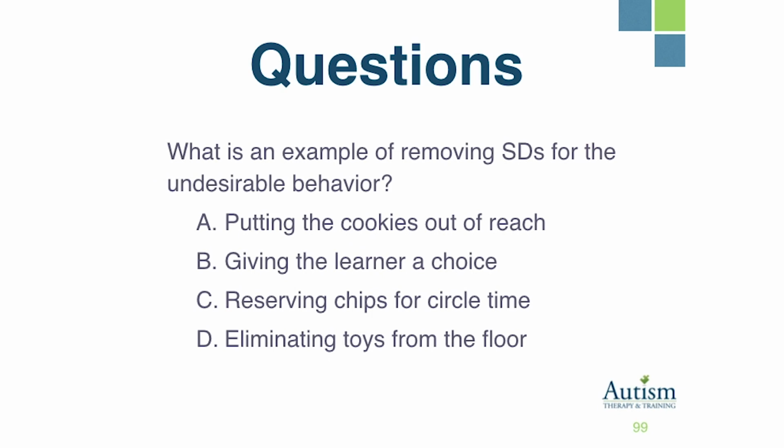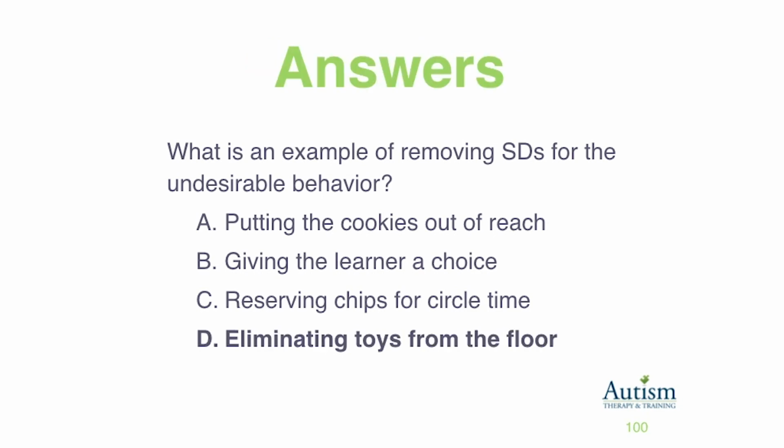What is an example of removing SDs for the undesirable behavior? A, putting the cookies out of reach. B, giving the learner a choice. C, reserving chips for circle time. D, eliminating toys from the floor. And the correct response is D, eliminating toys from the floor.